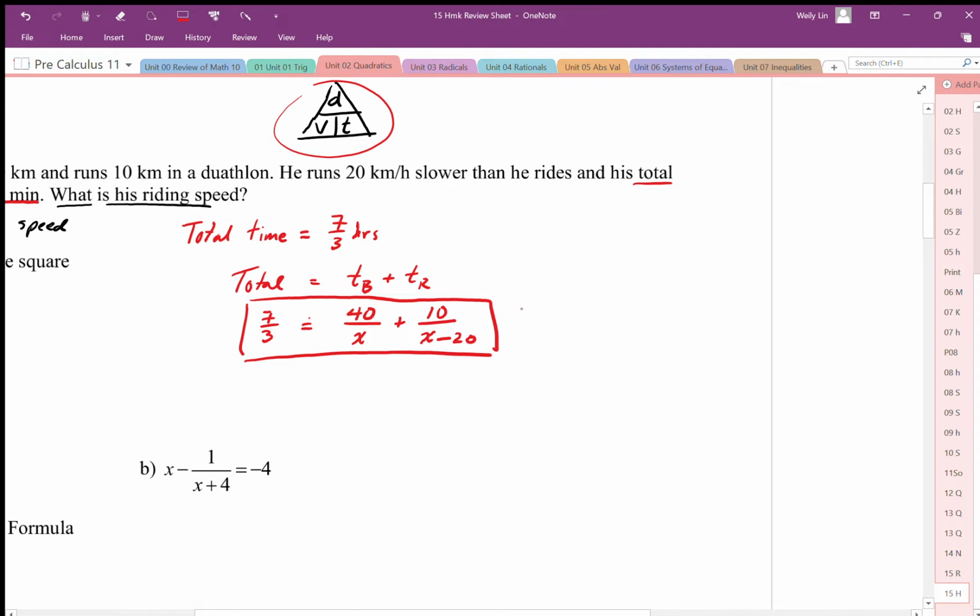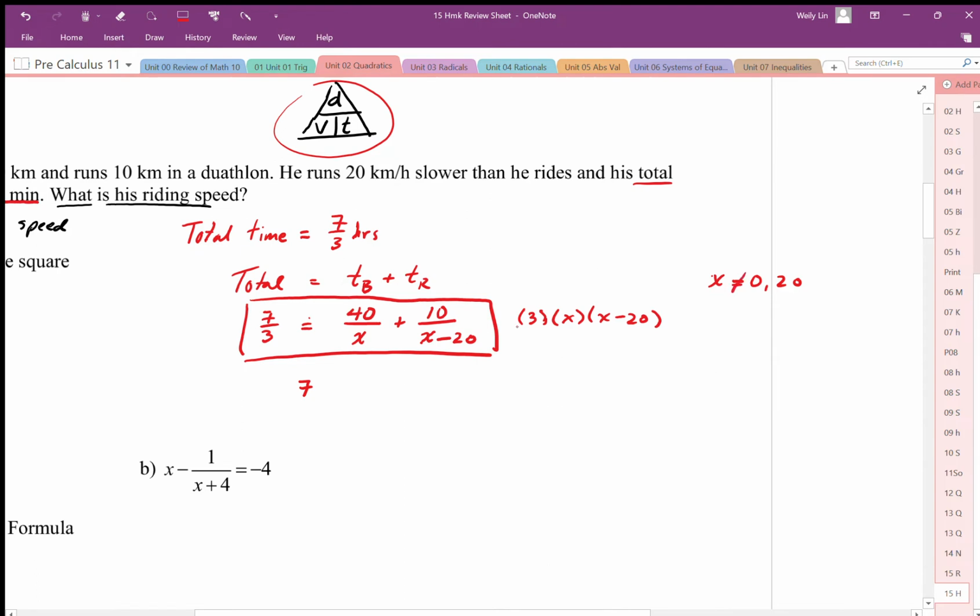So I want to get rid of the denominators first. So I want to get rid of the divide 3, divide x, divide by x minus 20. So I need to multiply by all those terms. Actually, I should state a restriction. X cannot be equal to 0 or 20, because I'll end up dividing by 0. So those are some restrictions I should observe.